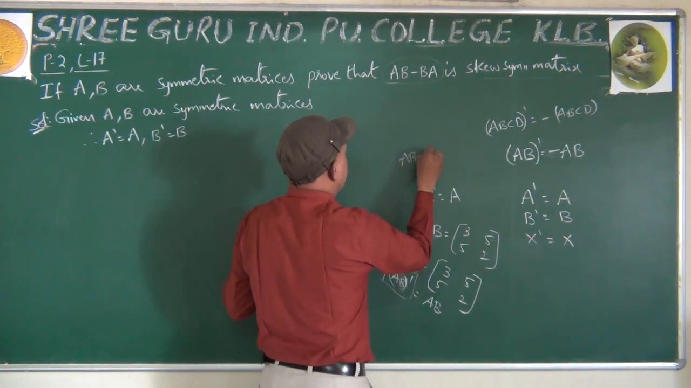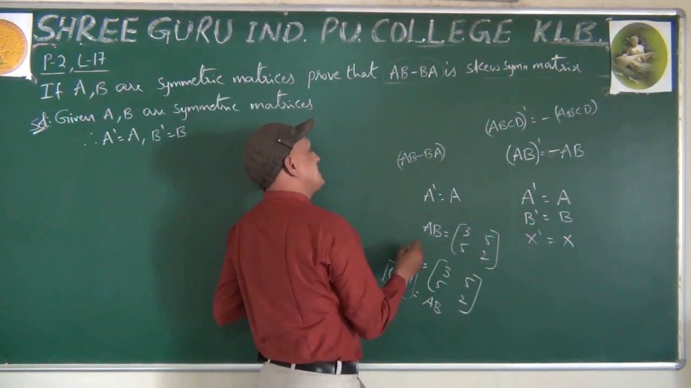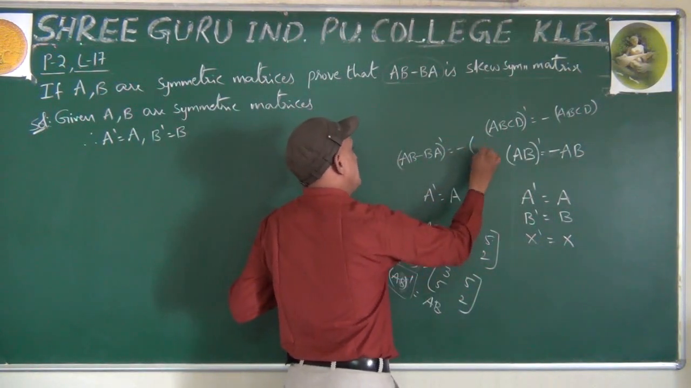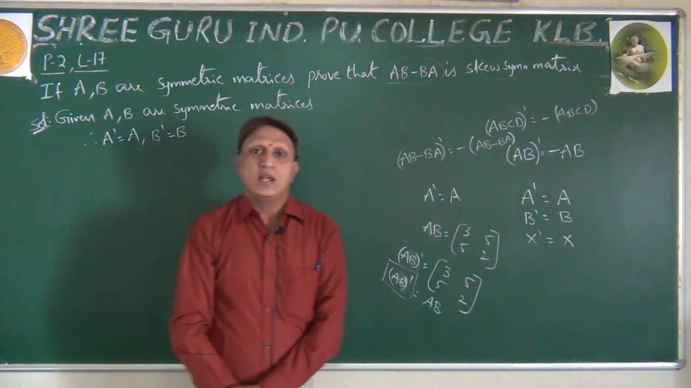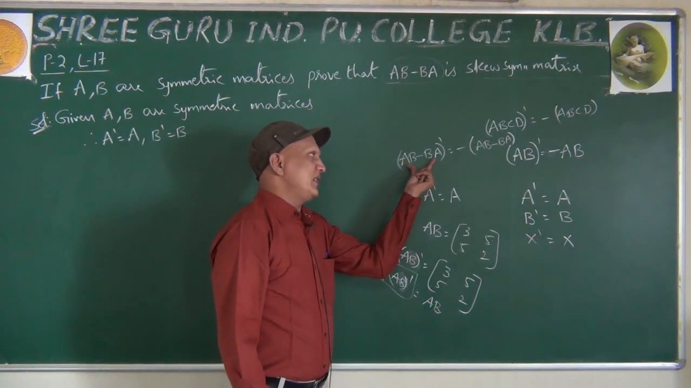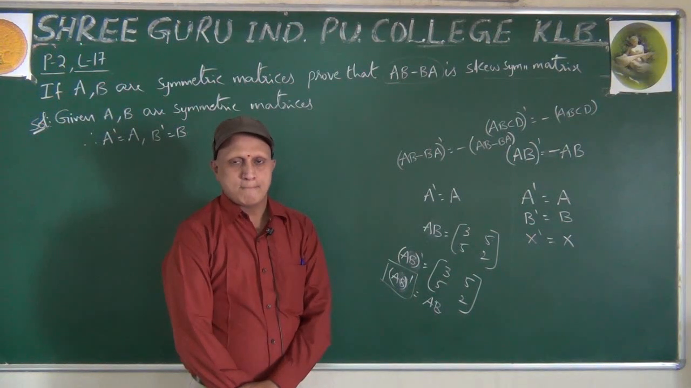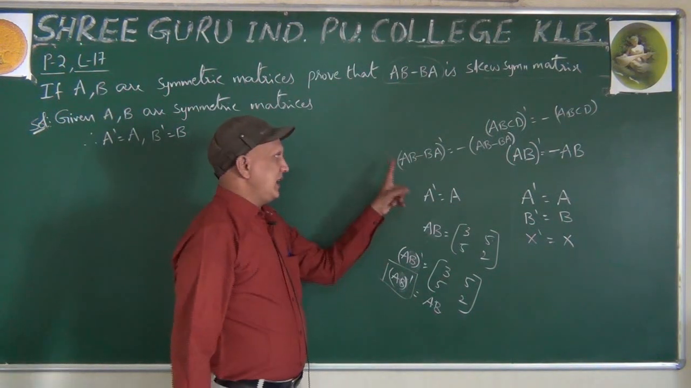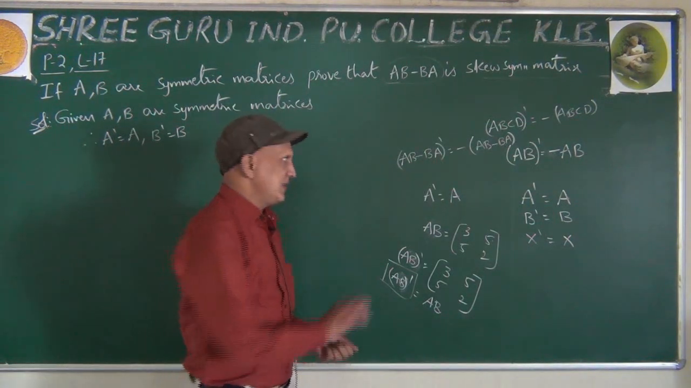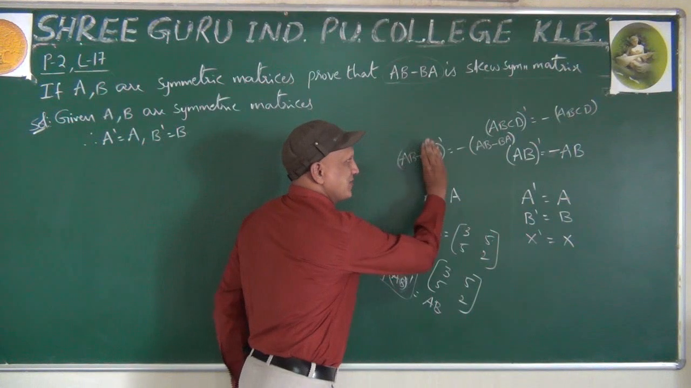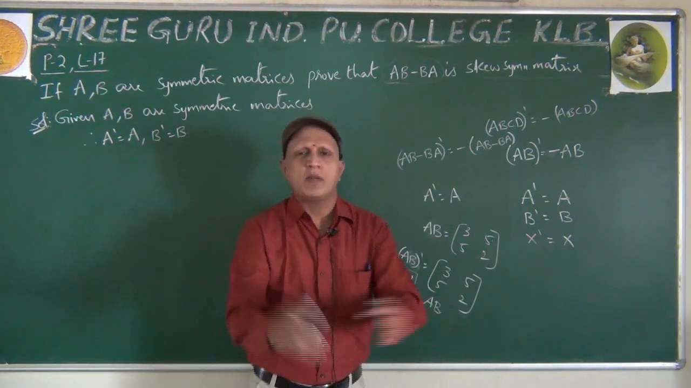AB minus BA is skew symmetric. How can you tell? AB minus BA whole dash equal to minus of AB minus BA, then we can say that AB minus BA is skew symmetric. Clear? Now A matrix, B matrix, B matrix, A matrix. A into B, one matrix. B into A, one matrix. Matrix minus matrix, another matrix.